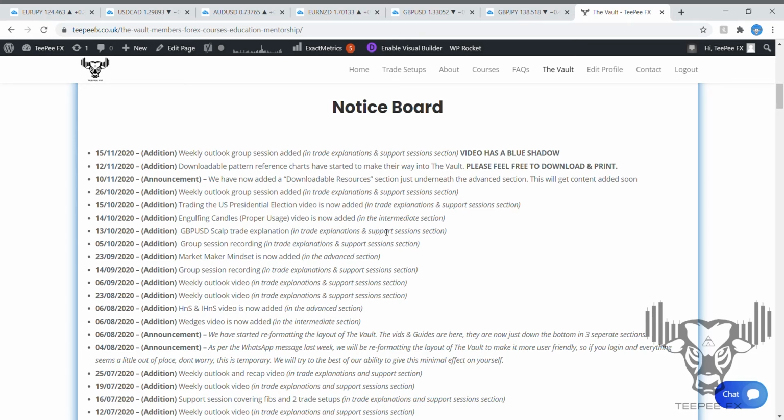Today I'm going to be covering pound yen, pound dollar, euro New Zealand dollar and Australian dollar US dollar.